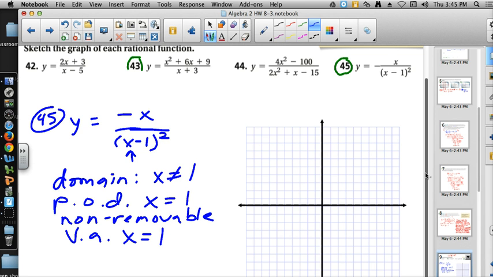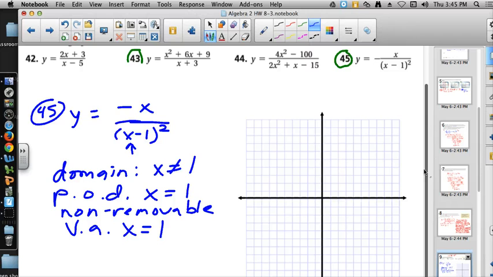Then the next thing we would probably do would be to go after our horizontal asymptotes. Well, the degree of our numerator here is a 1 because that's x to the first. And if we were to multiply this binomial out, we would have an x squared. So the degree of the numerator is less than the degree of the denominator, which means we have a horizontal asymptote of y equals 0.